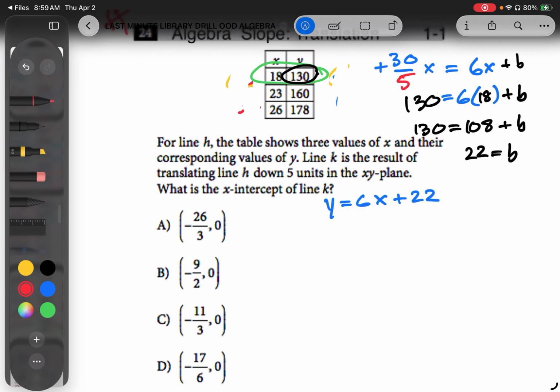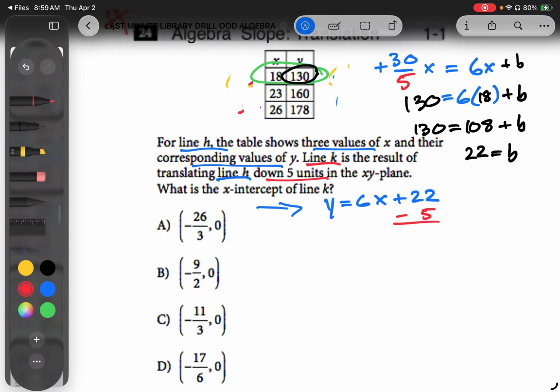Now we can read the question and see what it's asking. They're saying for line H, the table shows 3 values. So this is representing line H with the corresponding values of y. Now they're bringing up a line k. Line k is the result of translating line h down 5 units. So if we're going down 5 units, that means we take the y-intercept and subtract 5 from it. That is going to equal 22 minus 5.